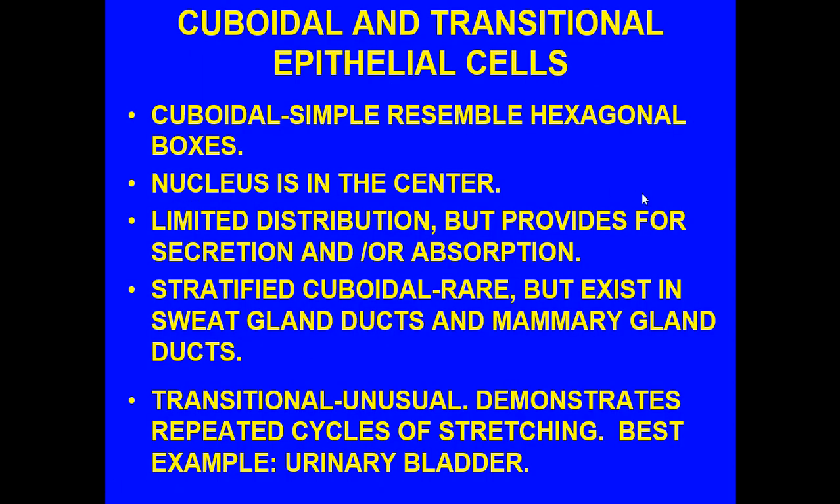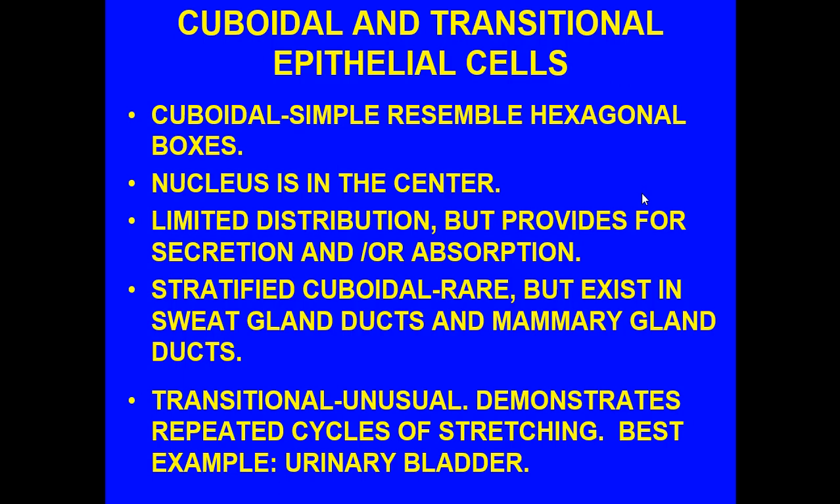Cuboidal and transitional epithelial cells are very interesting. The cuboidal, when they're simple, they just resemble hexagonal boxes. The nucleus is in the center. You have limited distribution, but this provides for secretion and or absorption at that layer. When you get stratified cuboidal, this is rare also, but it exists in the sweat gland ducts and in the mammary gland ducts. For transitional epithelial cells, they're very unusual.